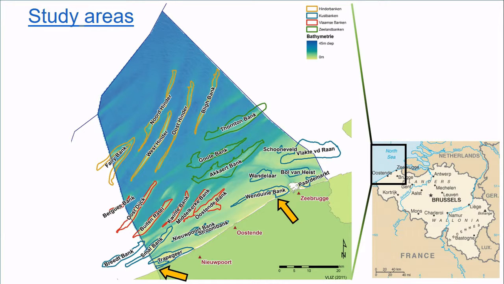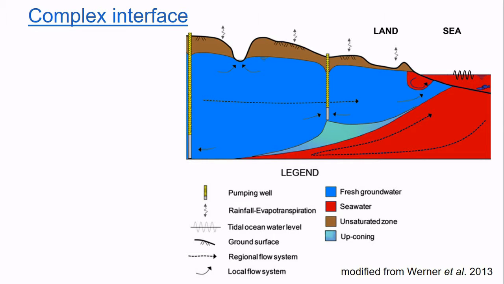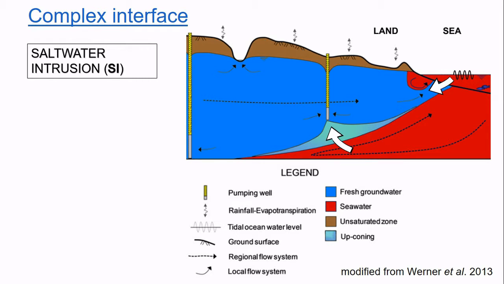So the study area is the Westhoek, here at the west of the coastal area, and also Bredene. There we have a very complex interface between freshwater and saltwater, and this is affected first by inwards movement of salt water, which is what we call saltwater intrusion.